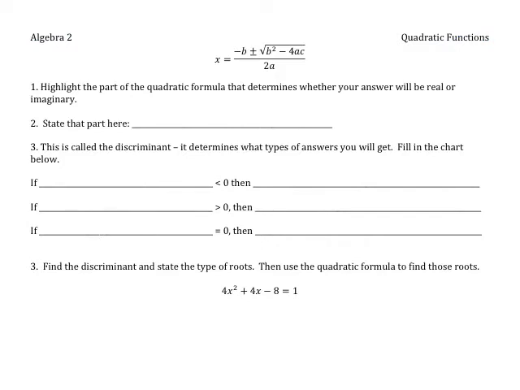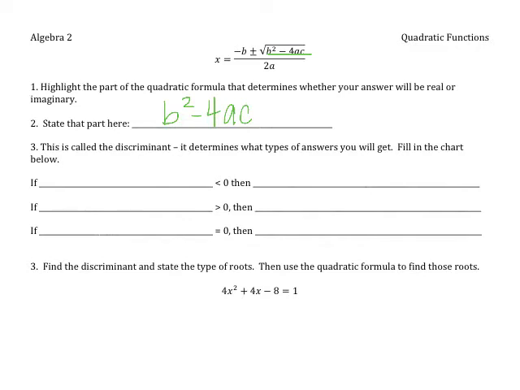We also want to be able to tell what type of roots we'll have as soon as we see an equation, or before we do the quadratic formula. So looking at the quadratic formula, let's determine which part tells us whether our answer will be real or imaginary. And that would be this part right here, the part underneath the square root, b squared minus 4ac. This part is called the discriminant. It determines what type of answers you'll get.